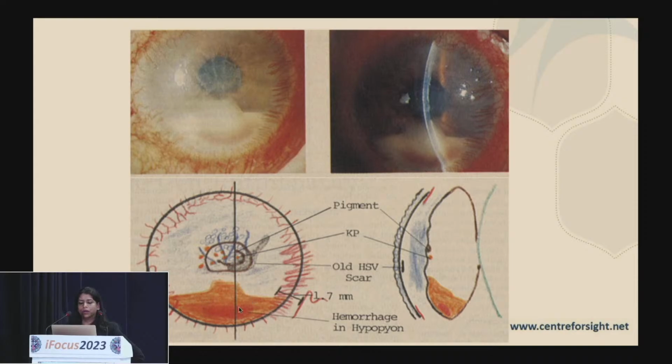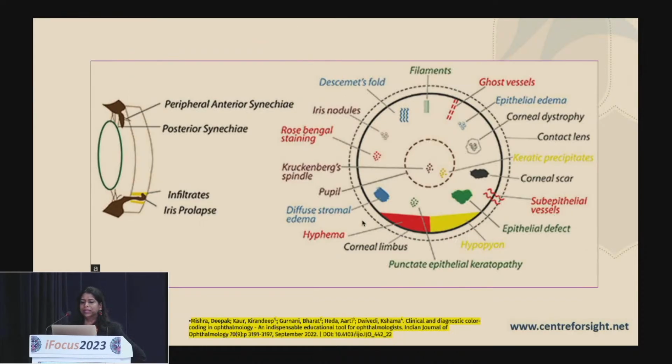We can see hemorrhage and hypopyon, which is drawn in a slit here. And then there are pigments and capes, there is old scarring, and the scarring depth is anterior stroma. There is stromal edema, there's a microcystic edema, and there are Descemet folds. So all drawn, and you can relate it with the clinical picture also. So these are the drawings.